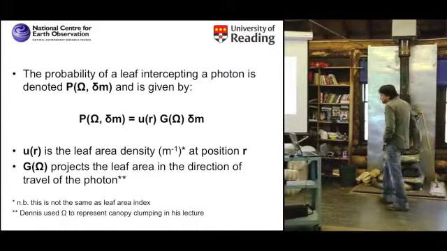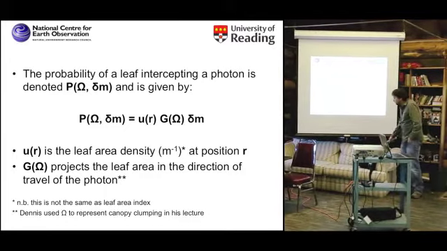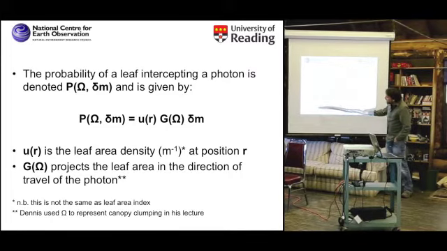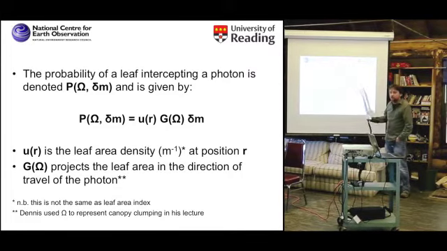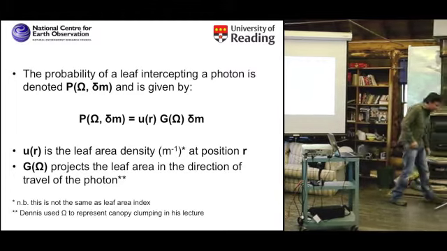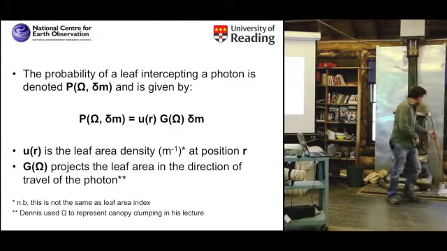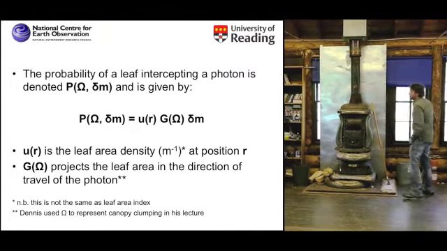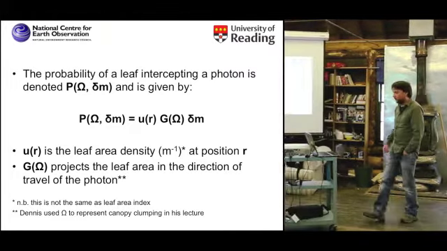Important note is that this then is used to represent the clumping factor in the canopy. So Dennis used omega to represent clumping, and I'm using it here to represent the angle of the photon traveling.